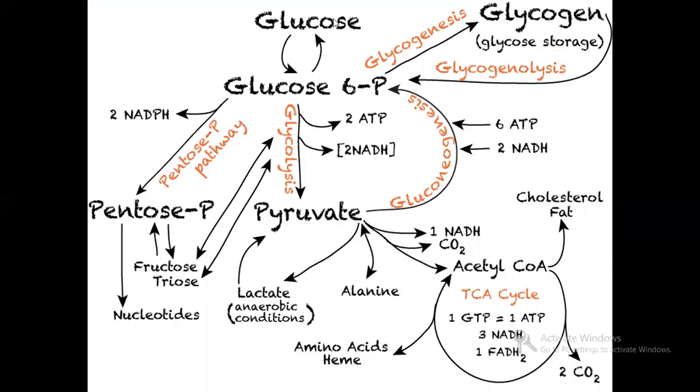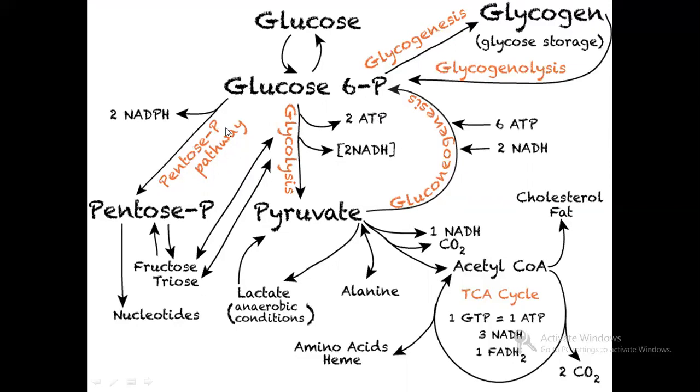So this is carbohydrate metabolism. Here you can see you have glucose, which is interconvertible with glucose 6-phosphate. Glucose 6-phosphate undergoes glycolysis, resulting in the formation of pyruvate, giving rise to 2 ATP energy molecules and 2 NADH. I shall explain what NADH is in the coming slide.